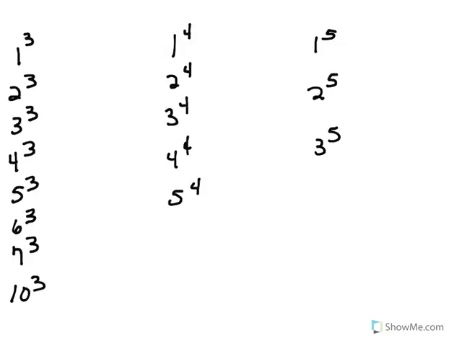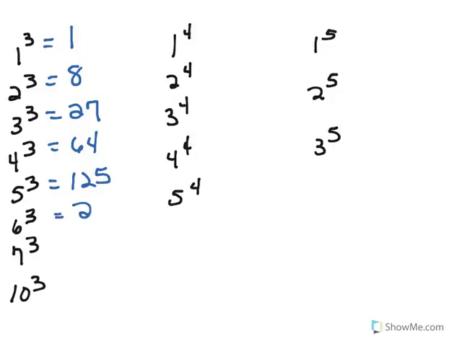Okay, and here's some other common powers that you might see. 1 to the third is going to give us 1, 2 to the third would give us 8, 3 to the third would give us 27, 4 to the third, that'd be 4 times 4 times 4, would give us 64. 5 to the third would be 125. 6 to the third is going to be 216. 343. And 10 to the third would be 1,000.